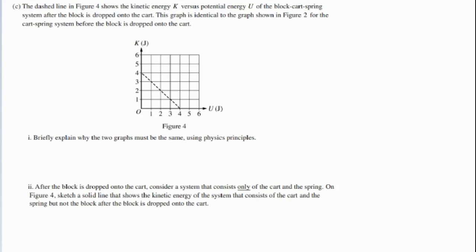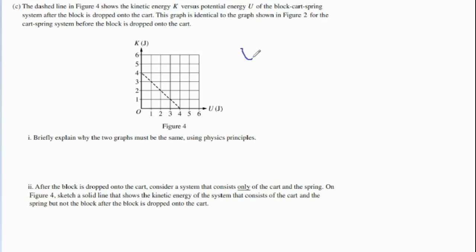The next portion says the dashed line in figure 4 shows the kinetic energy versus potential energy of the block cart spring system after the block is dropped onto the cart. This graph is identical to the graph shown in figure 2 for the cart spring system before the block is dropped onto the cart. Briefly explain why the two graphs must be the same using physics principles.